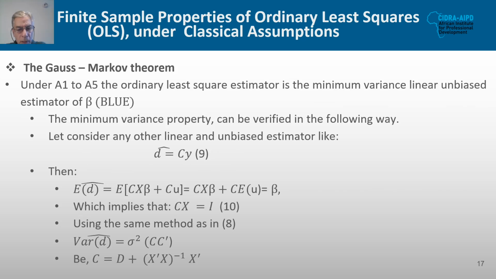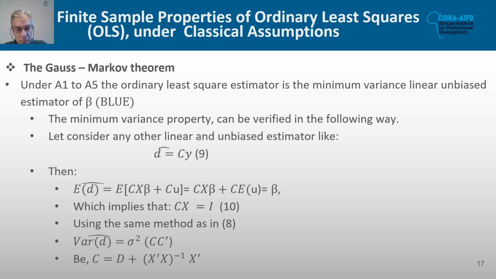Well, we are now in a position to prove the famous Gauss-Markov theorem, that basically says that under assumptions A1 to A5, the ordinary least squares estimator is the minimum variance linear unbiased estimator of beta, BLUE.